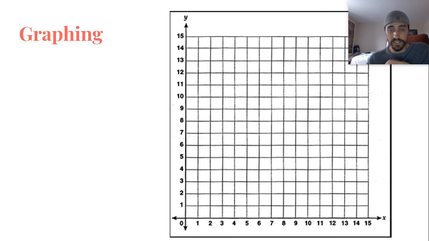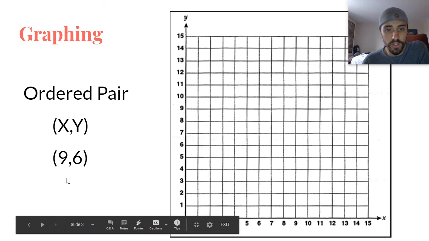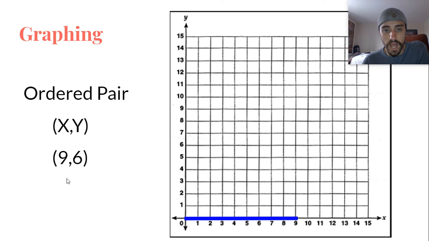Now, we could do this in a different way. Before, we were given a point, and then we had to figure out the ordered pair. Now, we're going to be given an ordered pair, and we have to figure out the point. So, do we go up first, or do we go over first? Right, we go over first. Over, then up. And we look at our X number. That's the 9. So that tells me we go over 9 spaces.